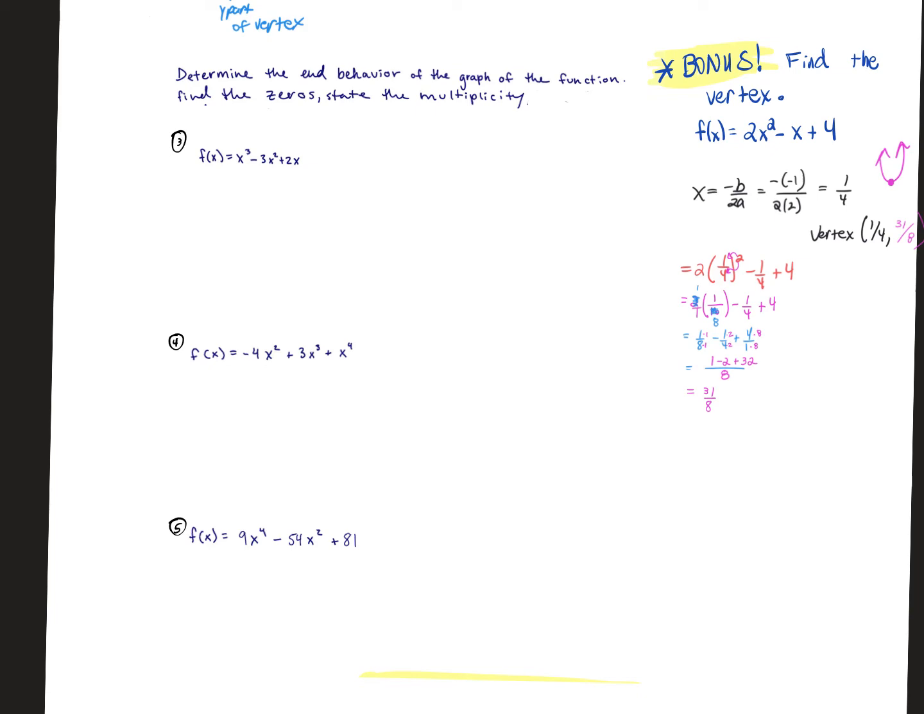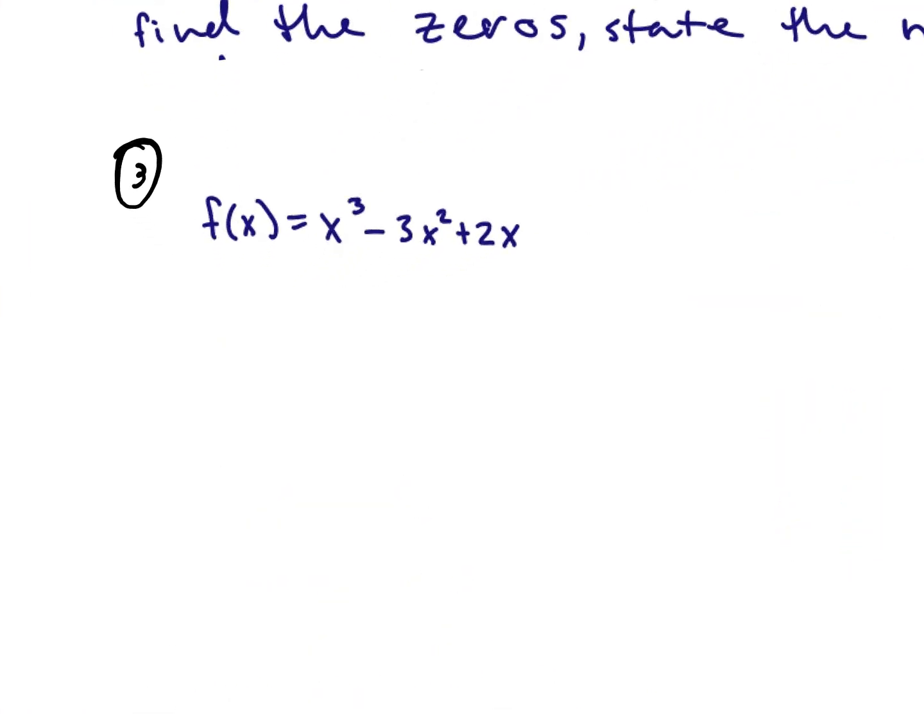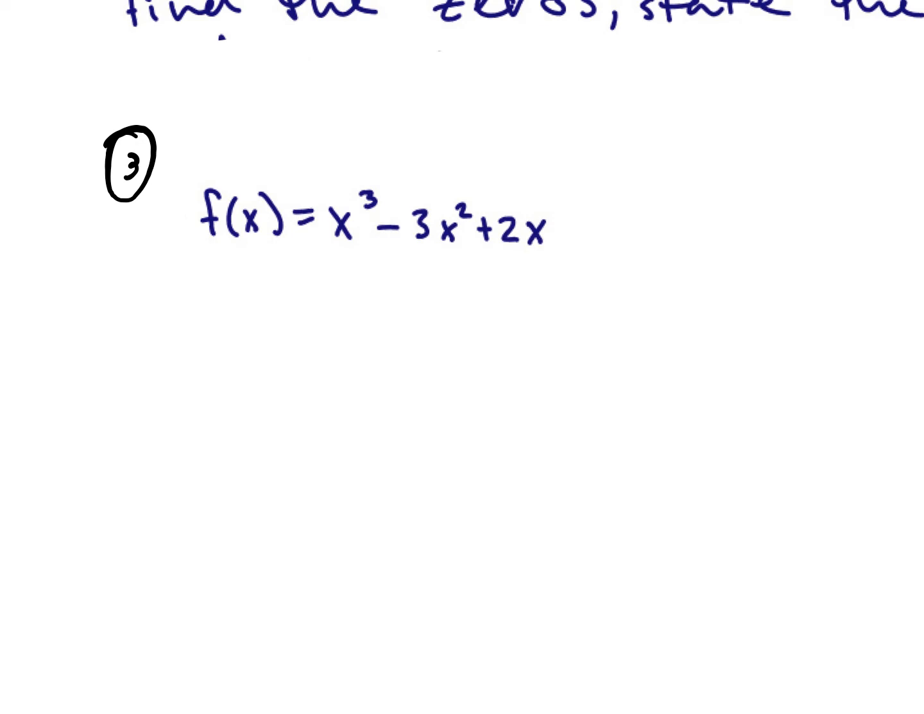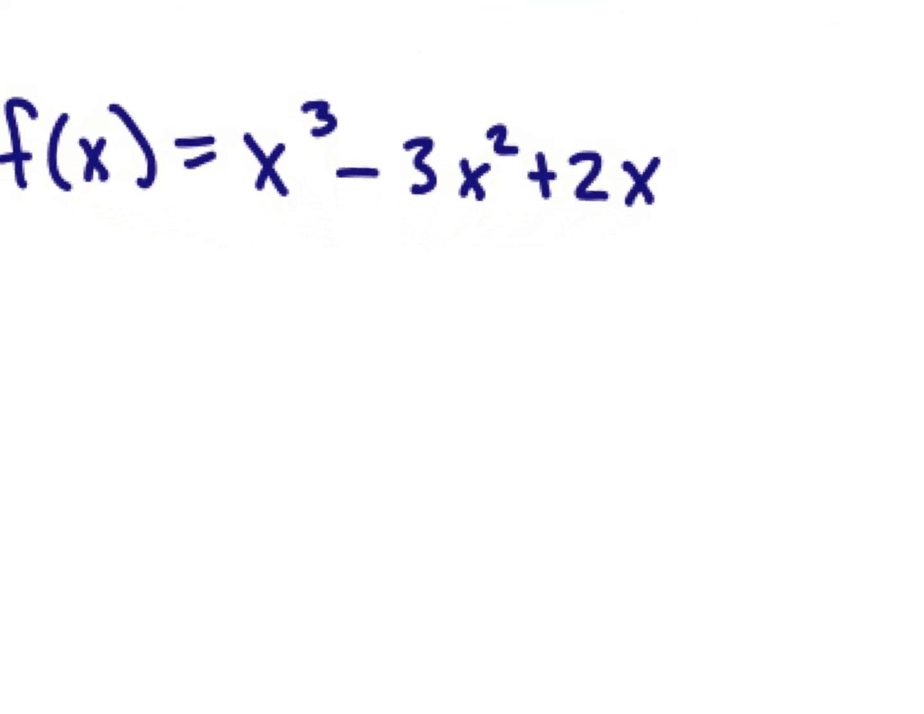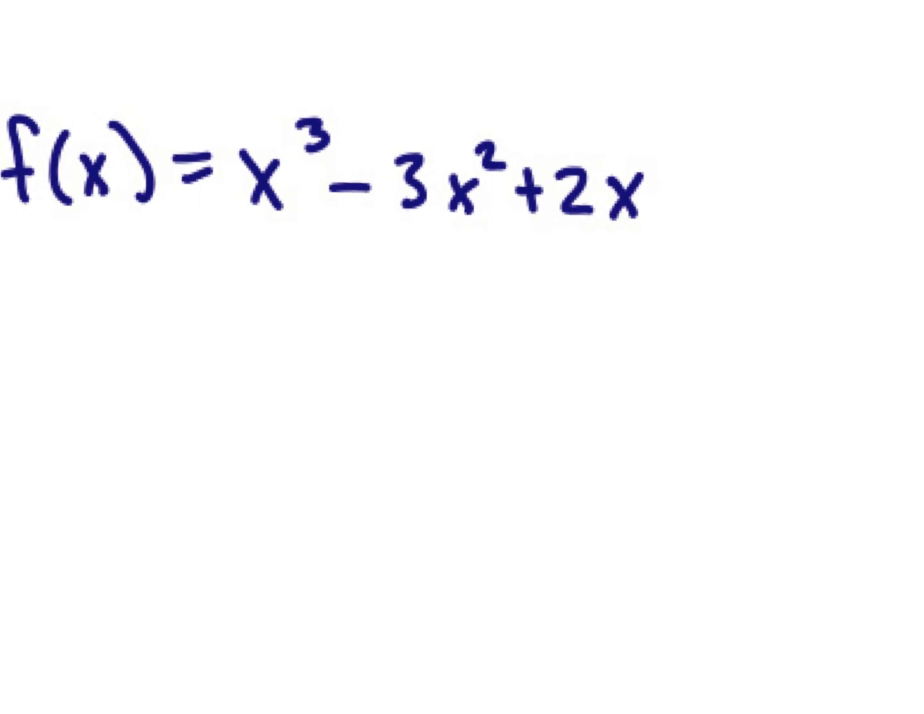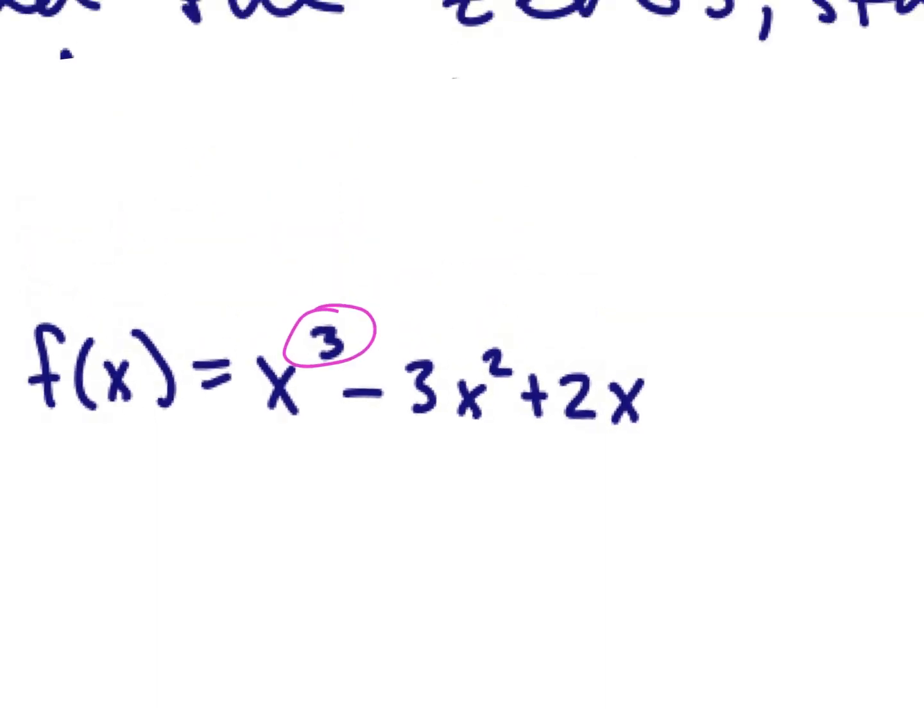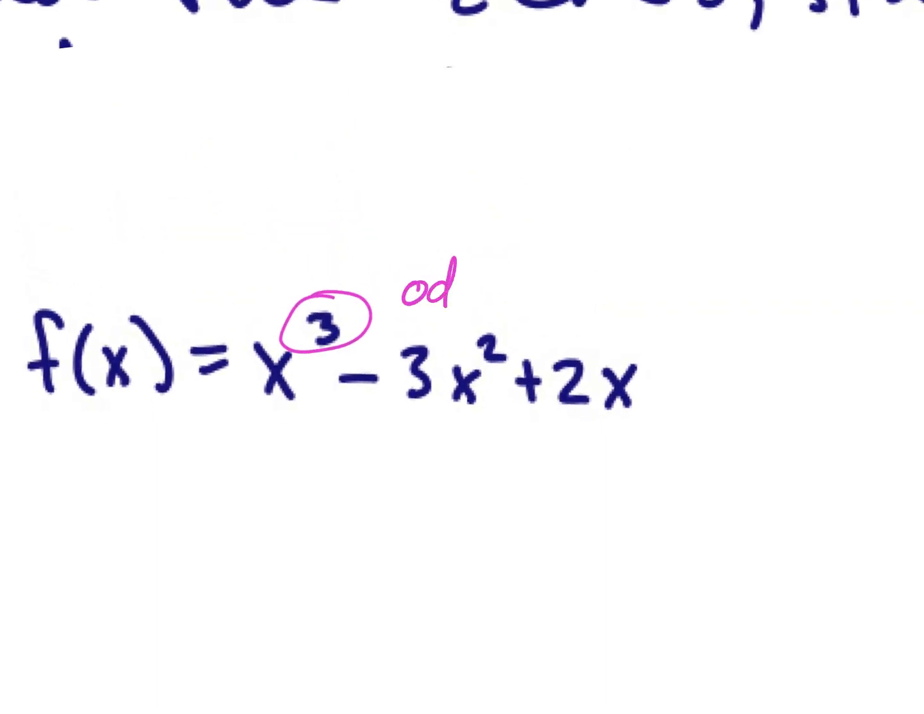We're going to talk about multiplicity, zeros, and end behavior. All right, when we're talking about end behaviors, it's important that your polynomial is first in what kind of form? Standard. This is in standard form, so we're good. I identify the highest exponent, which is a 3. What kind of number is 3? It's odd. So when I think of odd, I think of opposite.